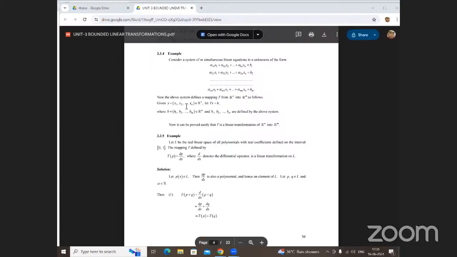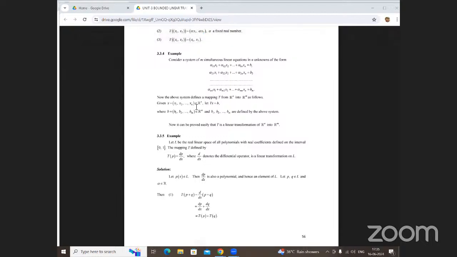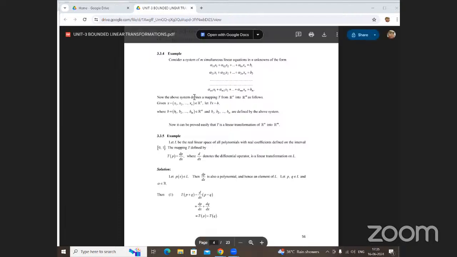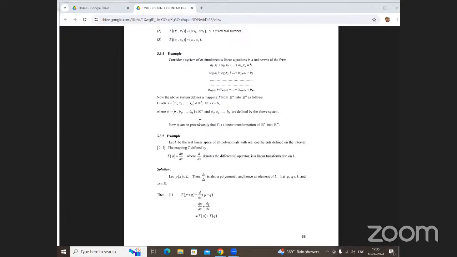Now, we take the n values in terms of x, say that value is x. This belongs to the n-tuples of real numbers, which is the domain. This is also converted into the transformation T of x equal to b. Here b means b1, b2, so on, bm, which belongs to R^m.